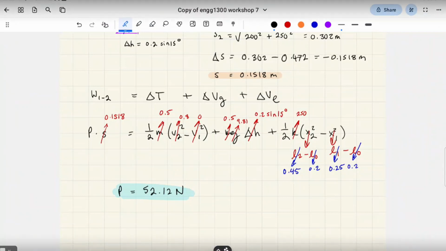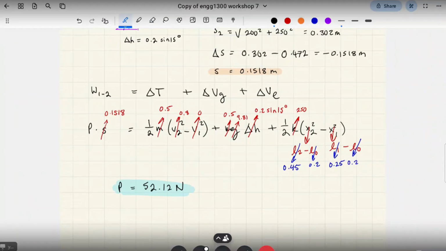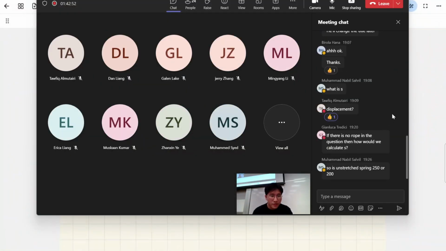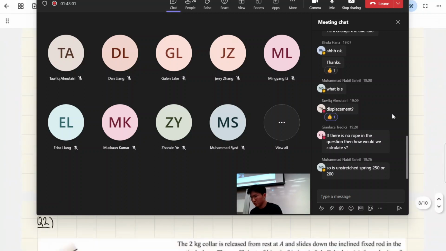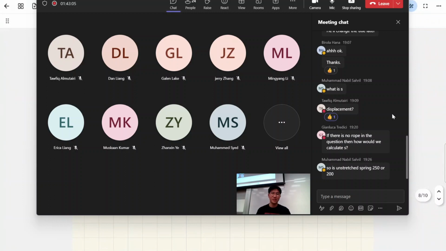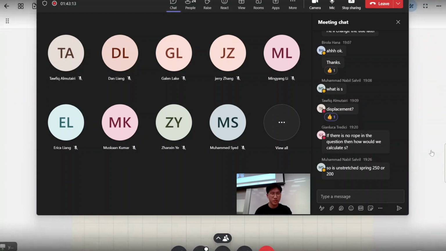Otherwise, I'm going to tab online. If there's no rope in the question, then how would we calculate S? Let me just check the next question. Okay. I will answer this question as I'm going because it's easier to just show you examples. Yep, I'll answer that in a second.